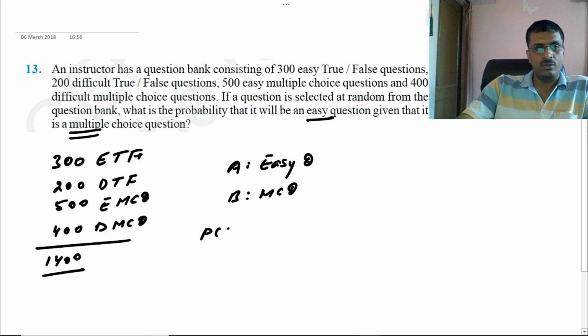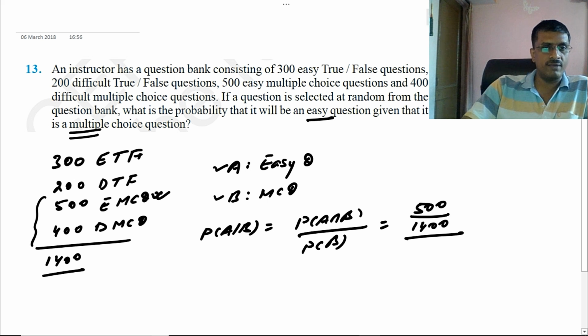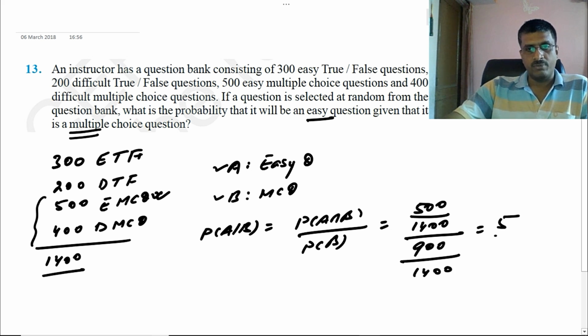Now let's try to find out A/B here, which is again prob of A intersection B upon prob of B. Now A intersection B, that is we are looking for easy as well as multiple choice, and we have 500 easy multiple choice questions among a total of 1400. So probability of A intersection B would be 500 upon 1400. Now coming to B, MCQ. How many MCQs are there? A total of 500 plus 400, 900 out of 1400. So the probability for the desired part is 5 upon 9.